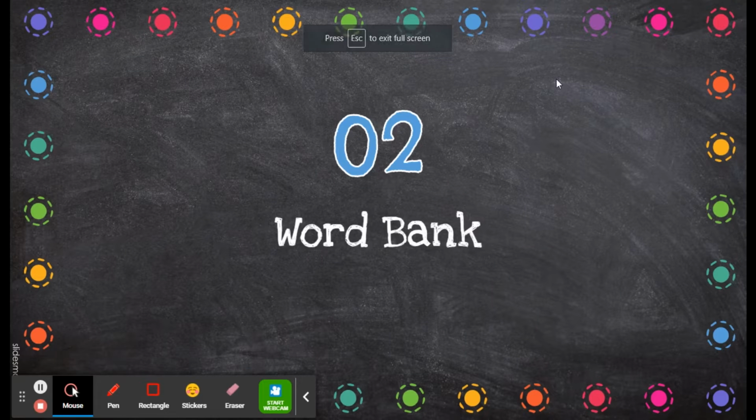Strategy 2 is word banks. Knowing vocabulary words is key to understanding in every content area. In math, the challenge is understanding the difference between the mathematical definition of a word and other meanings of that word. Word banks with visual models can support students as they face this challenge.